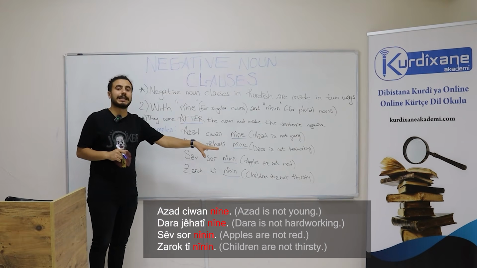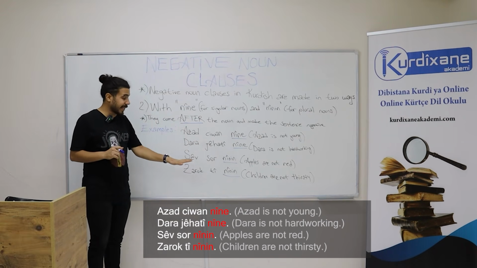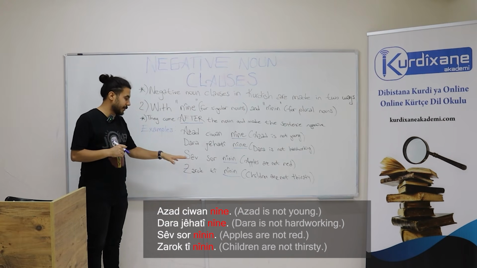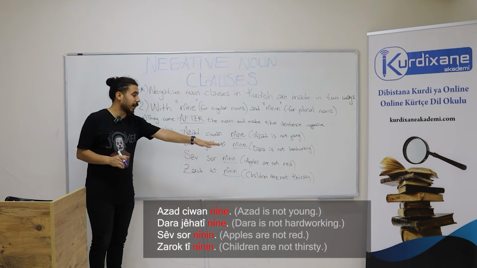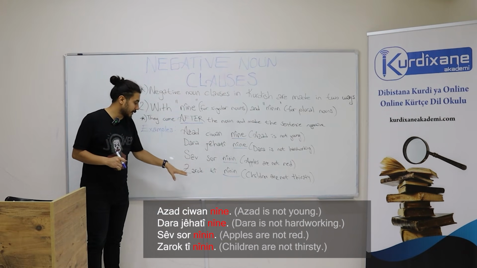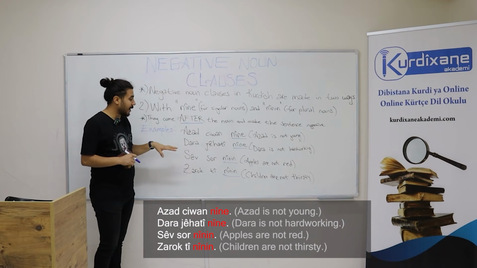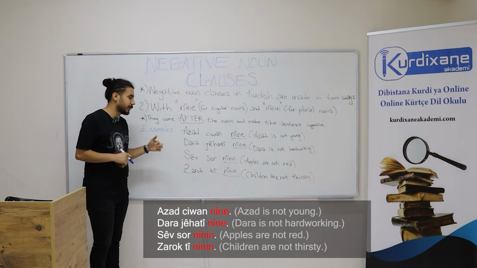Sev sor ninen. Apples are not red. It means exactly the same thing as sev ne sorun. Just the form changes. Zarok ti ninen. Children are not thirsty. Zarok ti ninen. As you can see, nine, ninen, they follow the noun. They come after the noun, not before it.